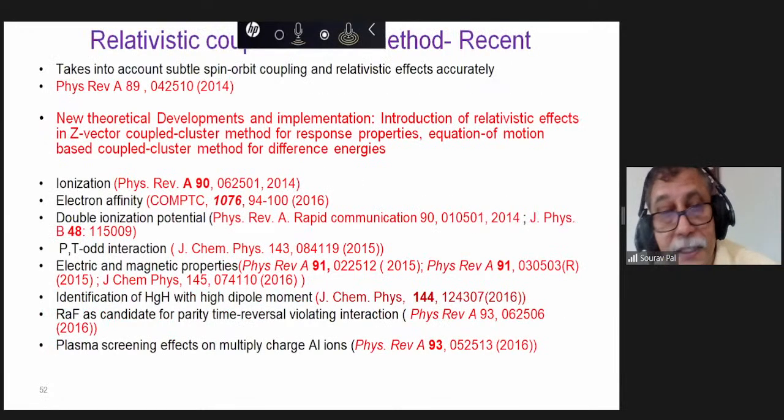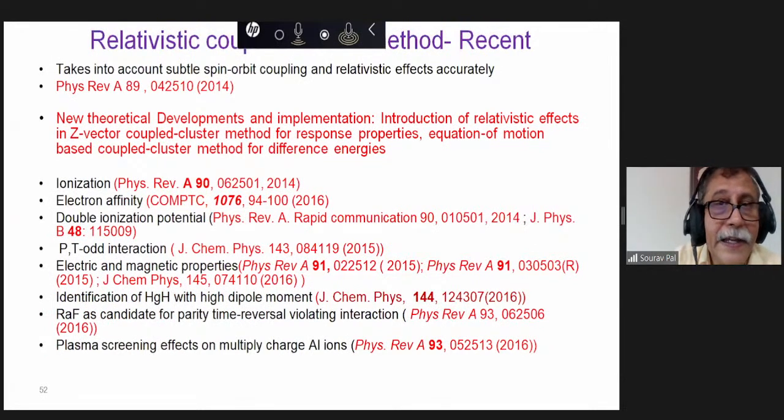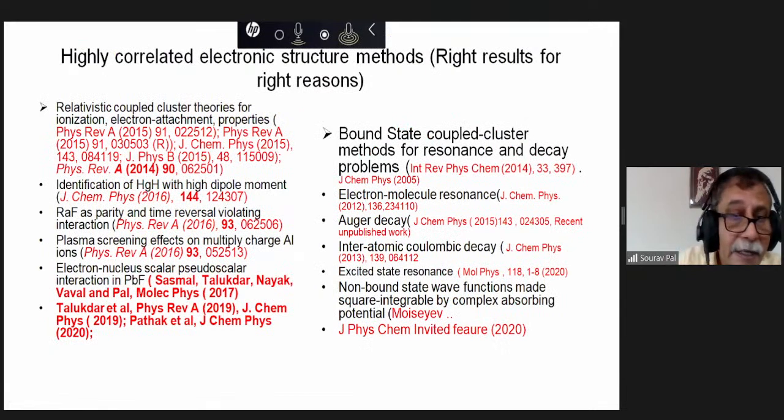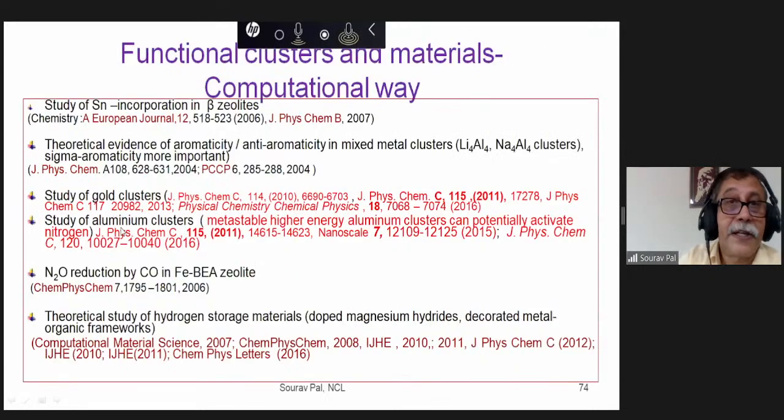And then, of course, I talked of the relativistic methods, very interesting work in spin-orbit coupling, and all relativistic effects have been done for very different properties, so that we can identify molecules like mercury hydride and radium fluoride with a very high degree of accuracy. So this is something that I have written. Also, this is a repetition of the slide, but I just want to mention that very recently, we are also looking at electron-nuclear scalar, pseudo-scalar interaction in lead fluoride. Very interesting example that we have got by using relativistic effects.